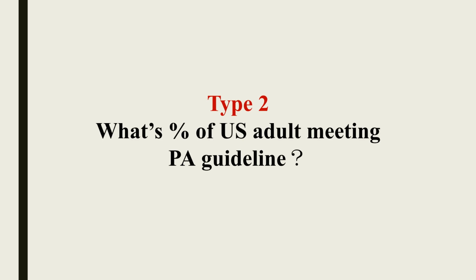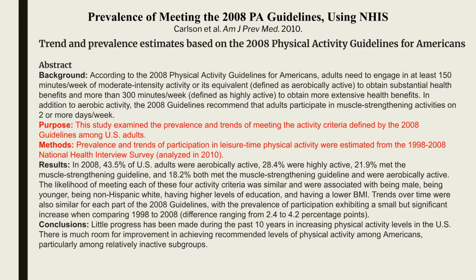Now let's look at another type of cross-sectional study, those focused on prevalence. This study examines the trends and prevalence of meeting the 2008 Physical Activity Guidelines for Americans. Focusing on the methods, the authors used 10 years of data from the National Health Interview Survey.